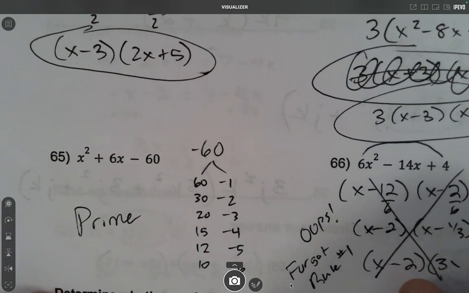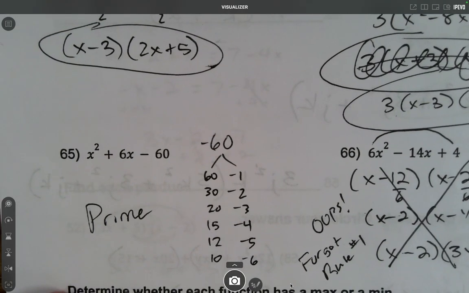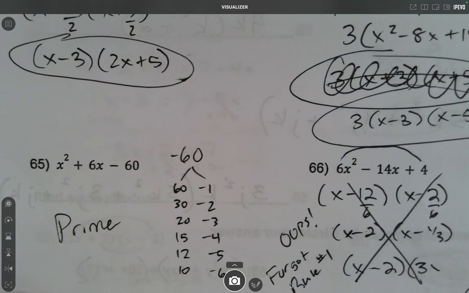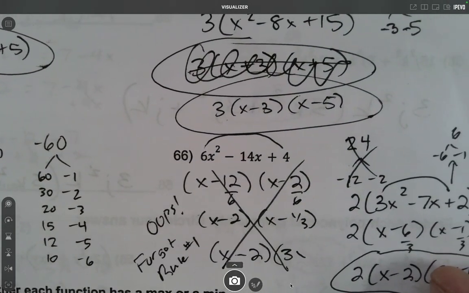Okay, 66. Oof. So we got to figure out what multiplies to be negative 60 and adds up to positive 6. So I listed all the possibilities, and not a single one of them, even though there's so many choices, can add up to positive 6. So that is prime. It is unfactorable. And I didn't do this to teach a lesson. I really did forget rule number 1 yet again on number 66.